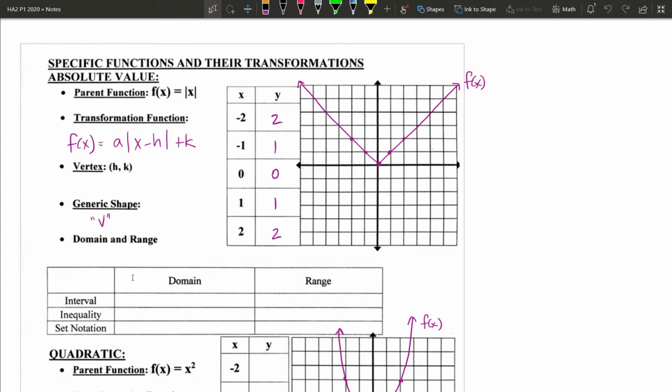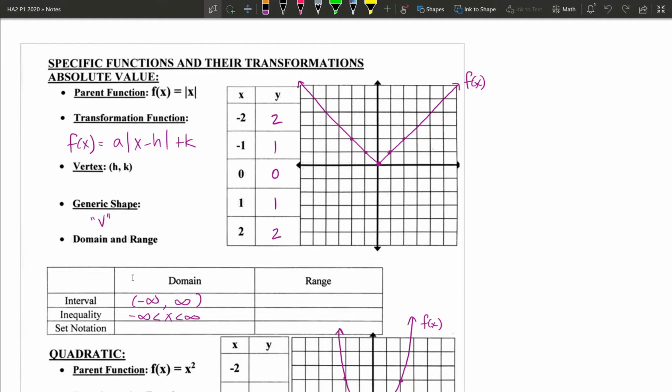Okay. And if you remember from a million years ago again, our domain and range, in our different forms of interval, inequality, and set. So for this guy, he goes to the left forever, to negative infinity. He goes to the right forever, to infinity. I'll do domain and then range. So that means our inequality will be negative infinity less than x less than infinity.